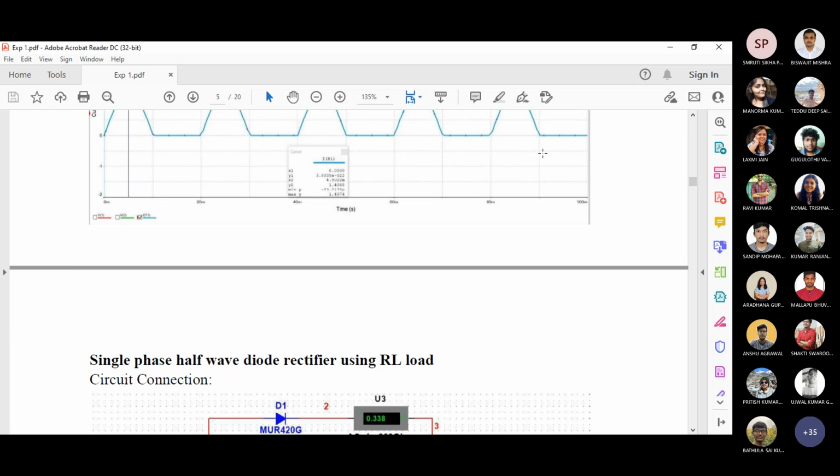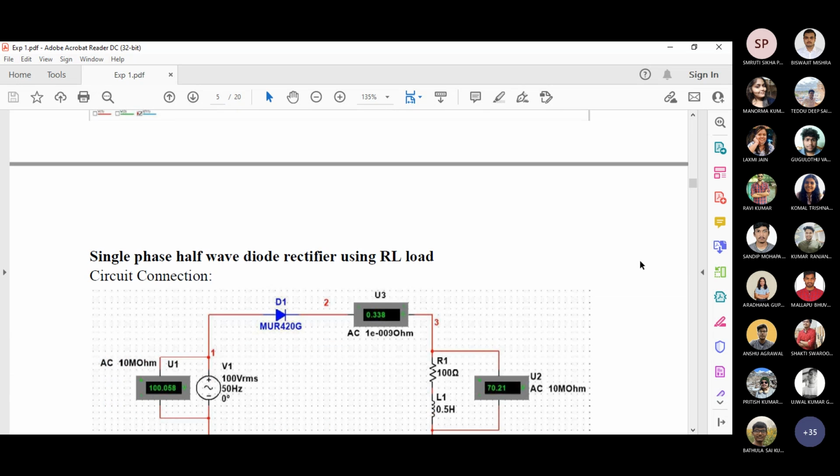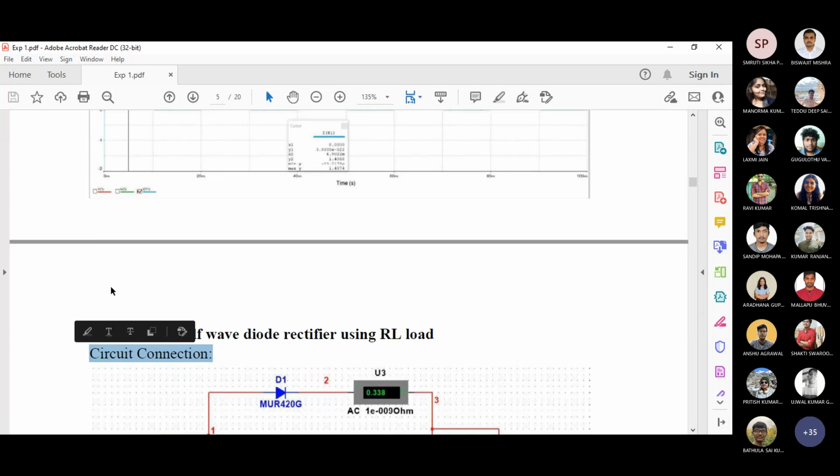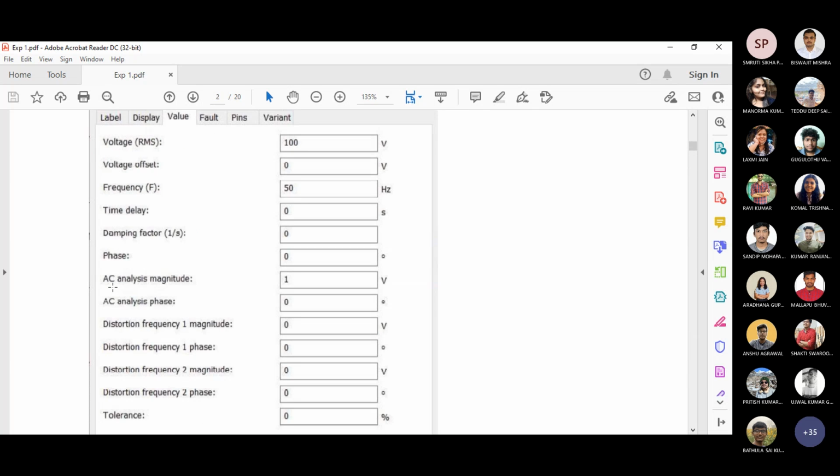Okay, so here you can also see how it will be distributed. Then some discussion portion is required, but this discussion portion is not written over here. Then single phase half wave diode with RL load. Now the circuit connections, these are all simulation, but in theory you have to give some brief idea about all the circuits.